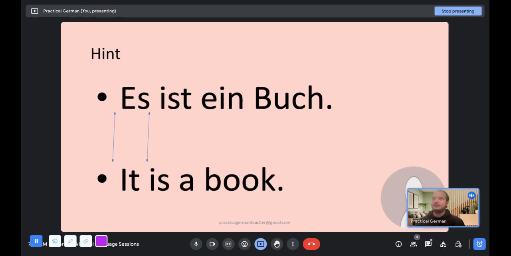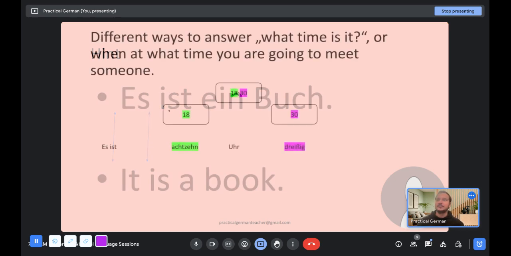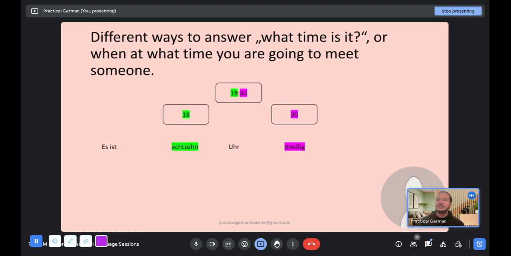Please start doing your homework. So if you want to say it is, you have to say es ist. So es ist achtzehn Uhr dreißig. You just have to add the word Uhr. Now don't think it literally means it is 18 o'clock 30. No, it's not like that. Just accept it. Don't translate this in your head. Es ist 18:30. That's how you say time.